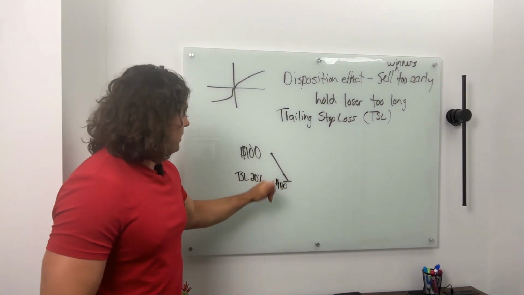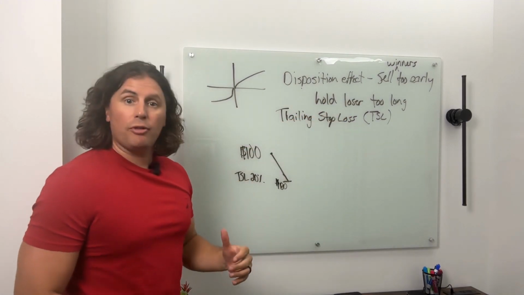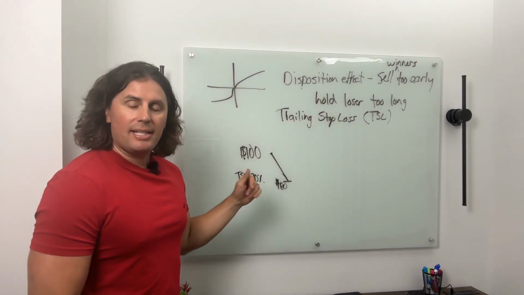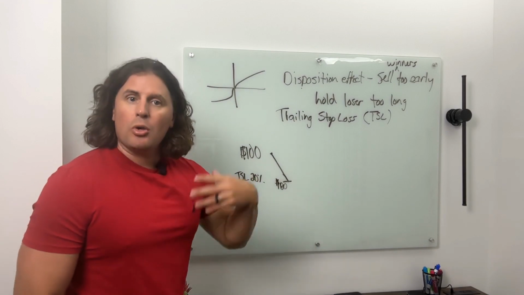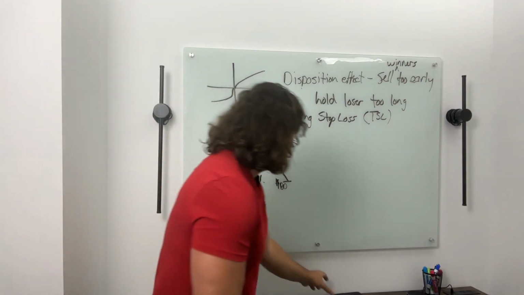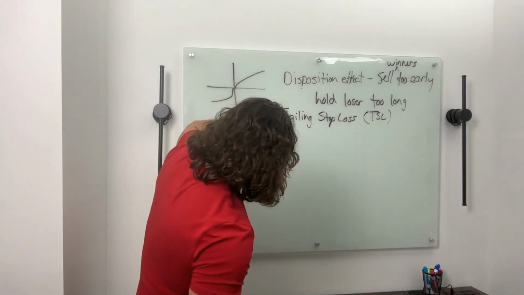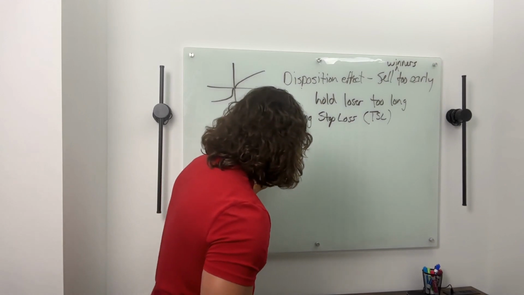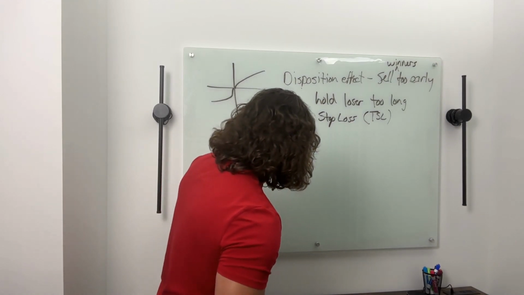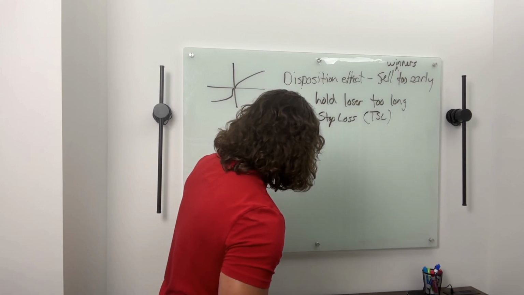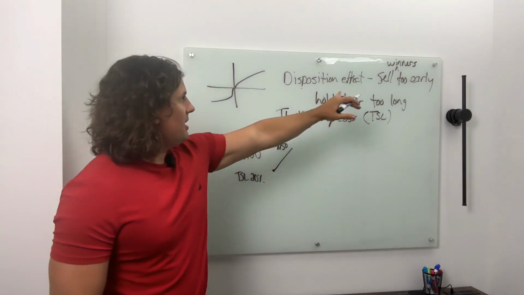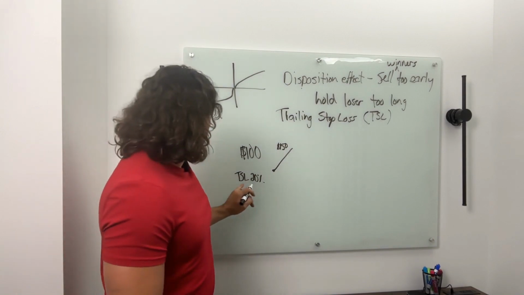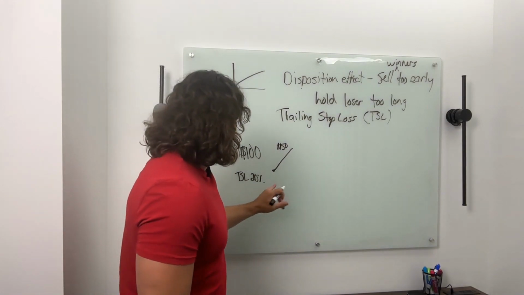So now all of a sudden, instead of holding my loser for too long, it's going to automatically stop me out without any emotion or extra thinking in the process. Now, what ends up happening if the stock goes up? If I start at 100 and it goes up to 150, I'm feeling really good about myself. But instead of selling too early, that trailing stop loss follows me.